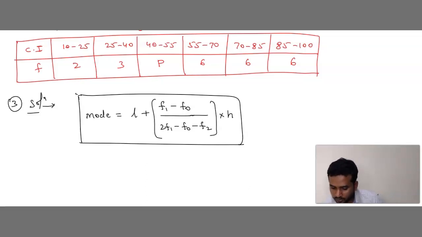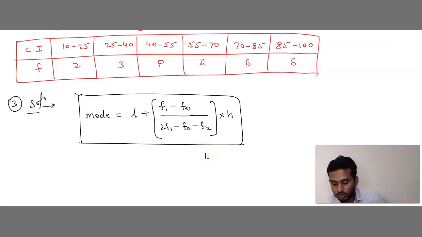What is this question? 2, 3, P, 6, 6, 6. In this we have to identify the highest number. Maybe P only is highest, who knows, right? In this you can see 2, 3, P, 6, 6, 6. Who is highest? We don't know. So what will you do to find which is F1? Yes, tell me children, what will you do?